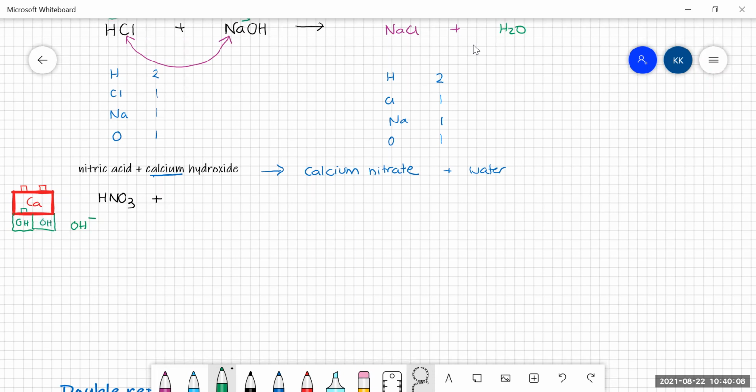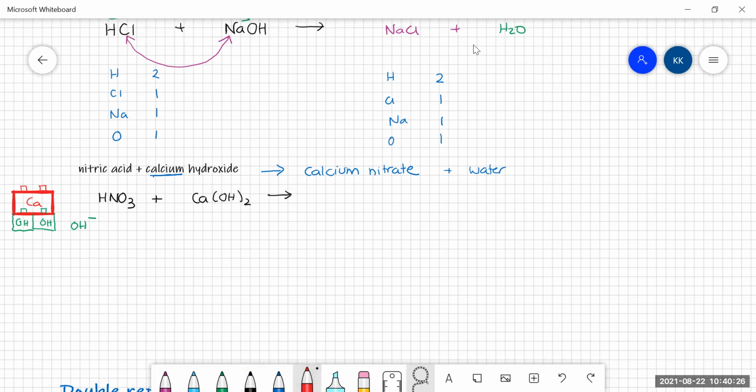Then we can see we're going to need 2 of those. And so when we write the chemical formula for calcium hydroxide, it will be Ca(OH)2. Remember to put the OH in brackets. Polyatomic ions, if you need more than 1, you've got to put them in brackets. Okay, on to calcium nitrate.